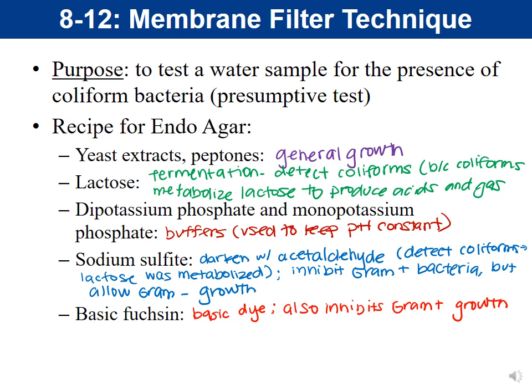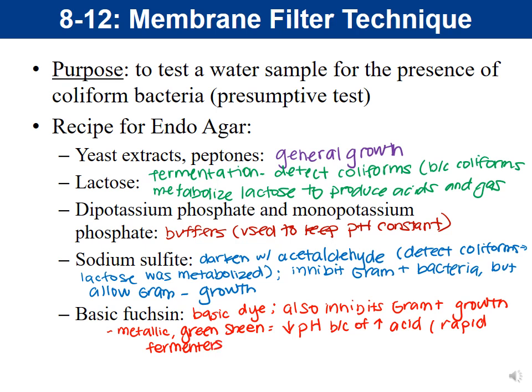Now, in addition to inhibiting gram-positive, there's another reason that basic fuchsin is in the media. And so if it turns a metallic green sheen, it means that there's a decrease in pH because of increase in acid. And what that tells us is that the bacteria are rapid fermenters of lactose.